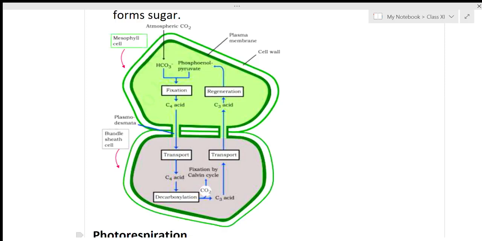Okay, so malic acid is actually formed in the mesophyll cell itself. OAA is converted into malic acid in the mesophyll cell, and after that it is transported from the mesophyll cell into the bundle sheath cell. Here oxaloacetic acid and malic acid are the 4 carbon compounds. Clear? So here it is written C4 acid and C4 acid. The 4 carbon compound is transported into the bundle sheath cell.